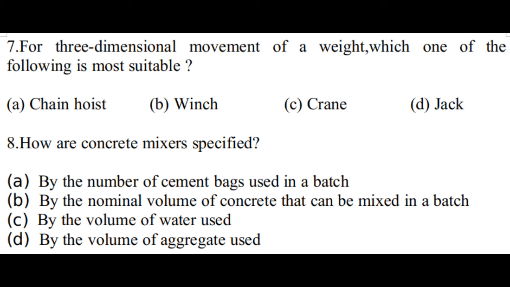Question number 8. How are concrete mixtures specified? Option A. By the number of cement bags used in a batch. B. By the nominal volume of concrete that can be mixed in a batch. C. By the volume of water used. D. By the volume of aggregates used. So the correct answer is the concrete mixtures are specified by the nominal volume of concrete that can be mixed in a batch. The option B is correct.